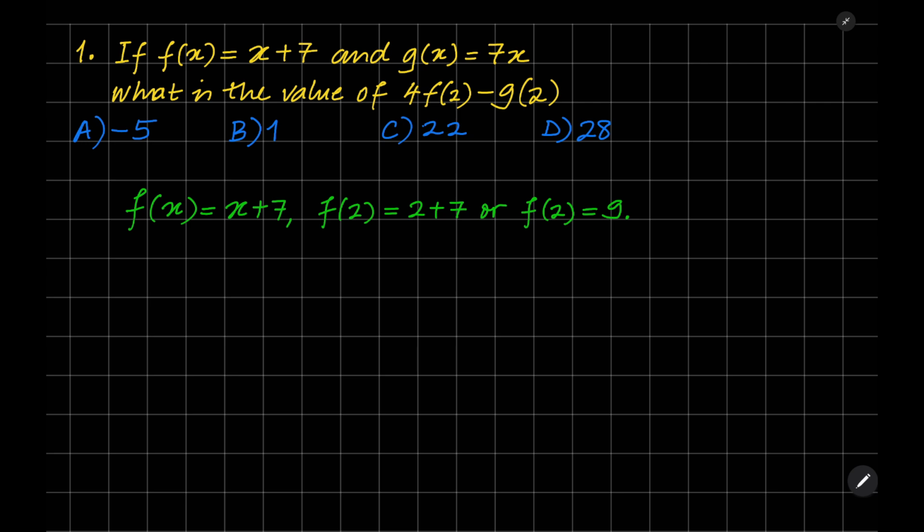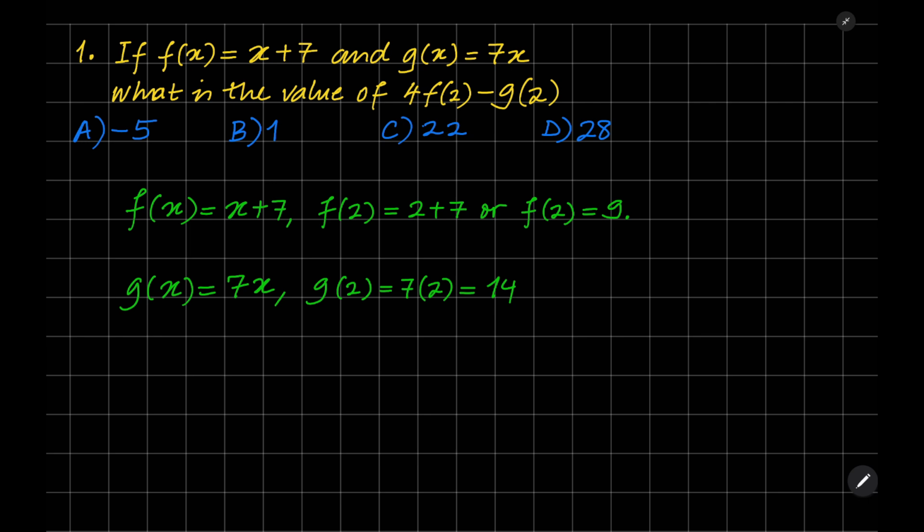The value of g(2) can be found by substituting 2 for x in the given equation g of x equal to 7x, which yields g(2) is equal to 7 times 2, which is equal to 14.